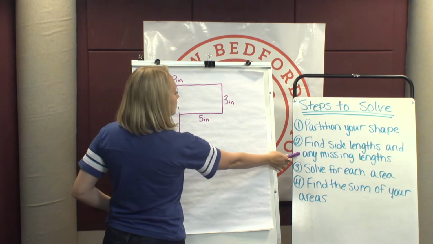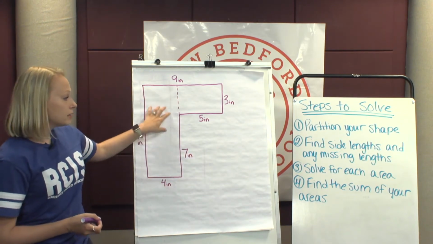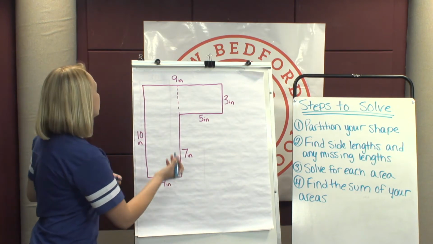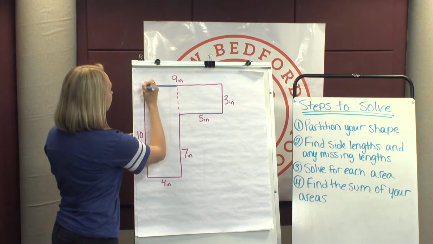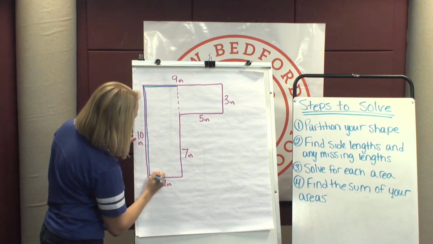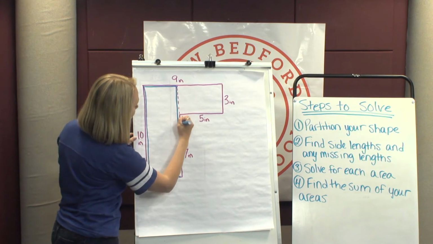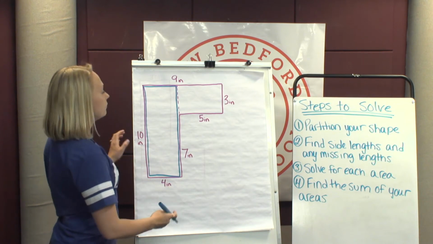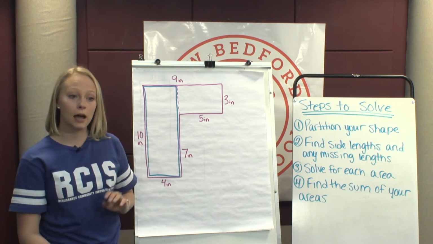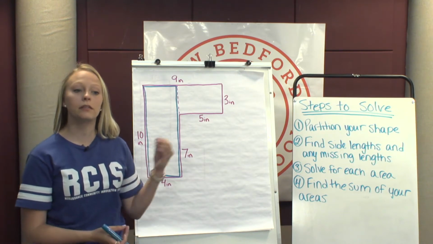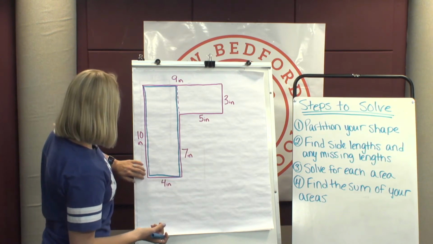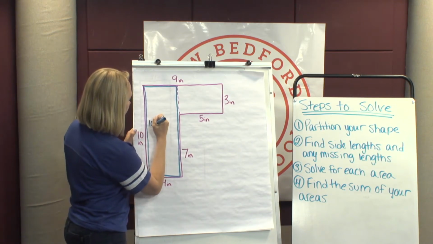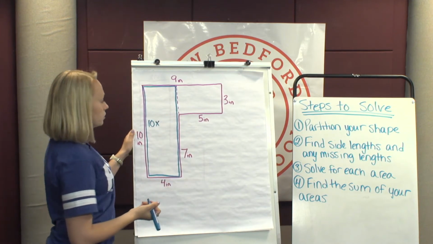My next step is to find my side lengths and to find any missing side lengths. So I see my first shape is right here. It looks like a nice long rectangle. And when I look at my side lengths, I want to find the whole entire sides that are not cut up. And we know when we're finding area, we're multiplying the length times the width. So I see I have an entire side length of 10 inches. And then I need to find my width.